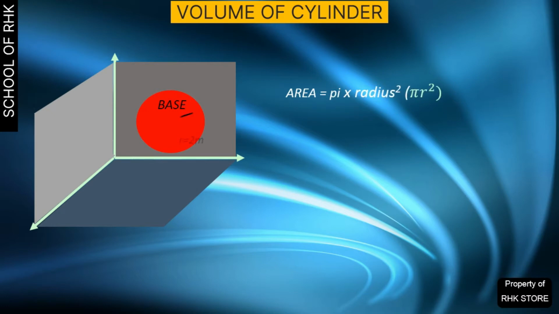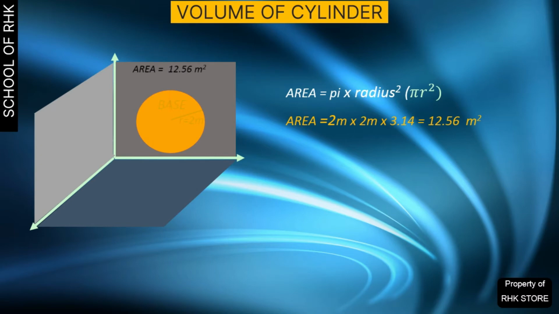Here the radius of the circle is 2 meters. So if we square that, we get 4 meters squared. Then we multiply by pi, a natural number, whose value is 3.14, and we get the area 12.56 meters squared.